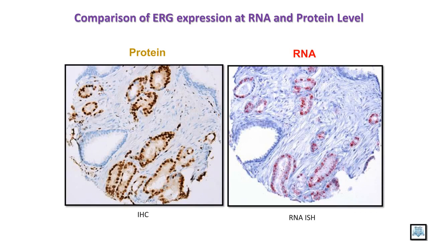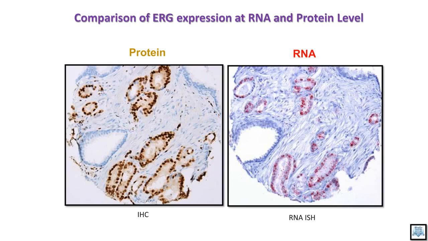Okay. So based on this, we are quite convinced that we can perform both RNA hybridization and immunohistochemistry, which is quite comparable. So if you don't have a good antibody for any gene of your interest, I think RNA-ISH may be a viable option to consider for doing the tissue level expression of any gene of your interest.